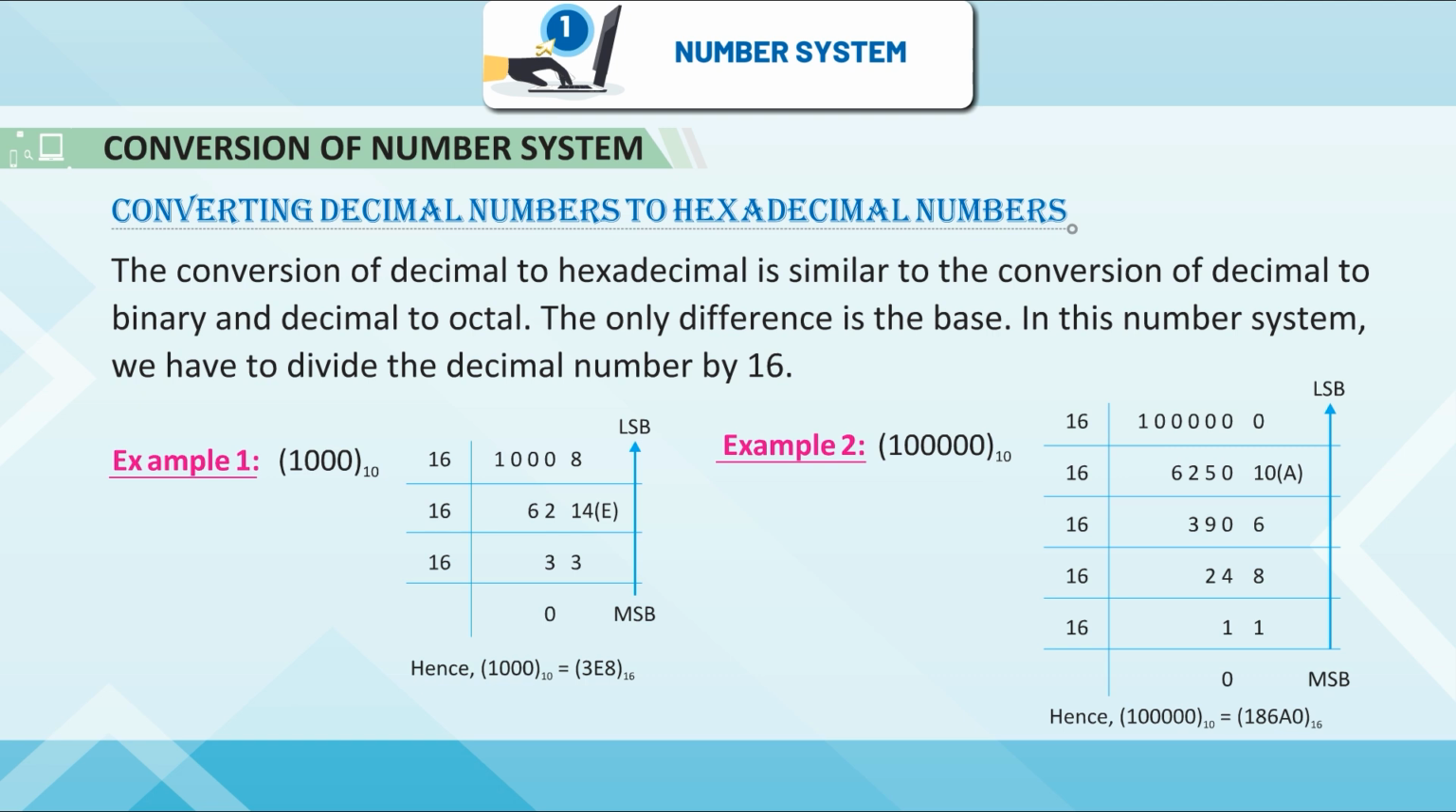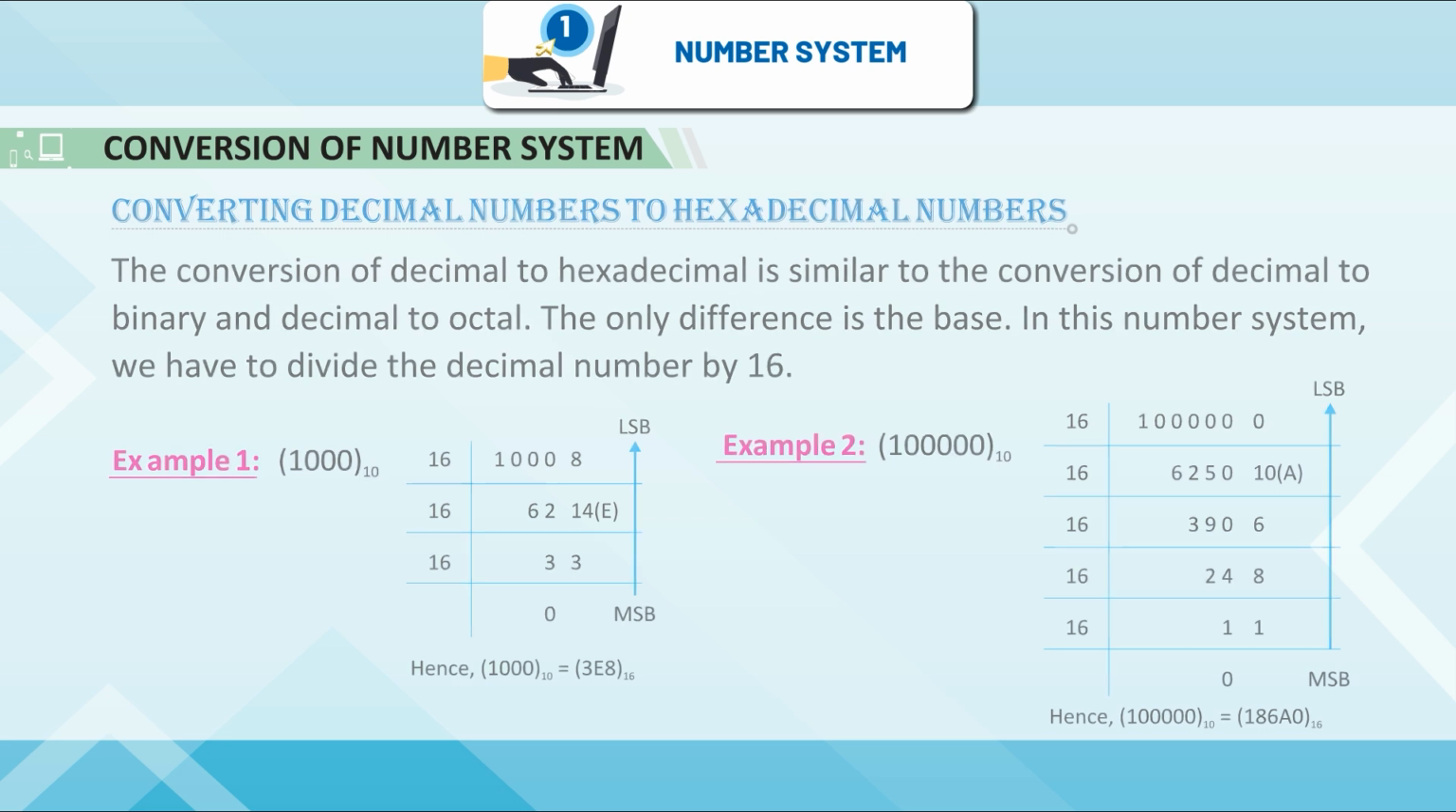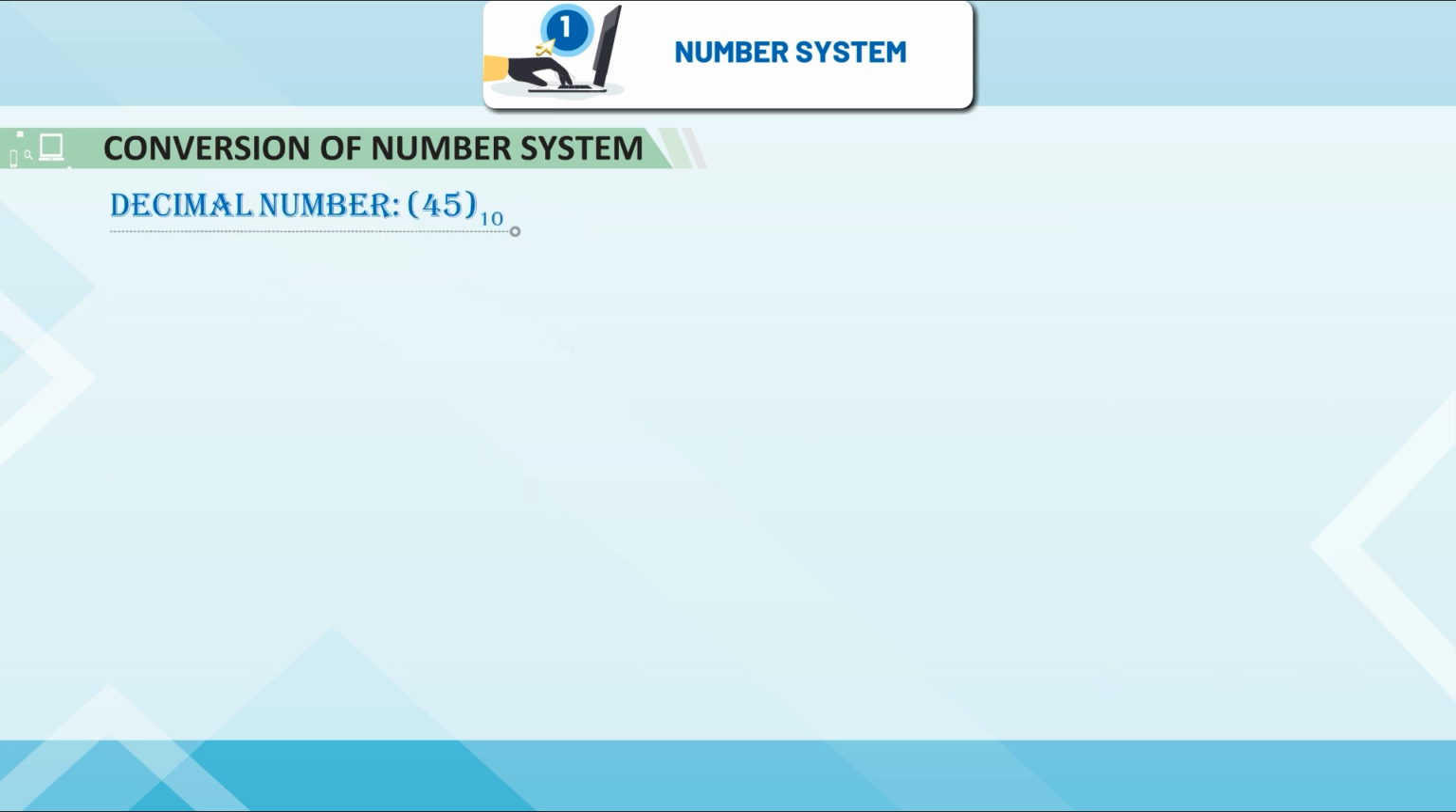Example 2. 1000000 with base 10. Hence, 1000000 with base 10 is equal to 186A0 with base 16.